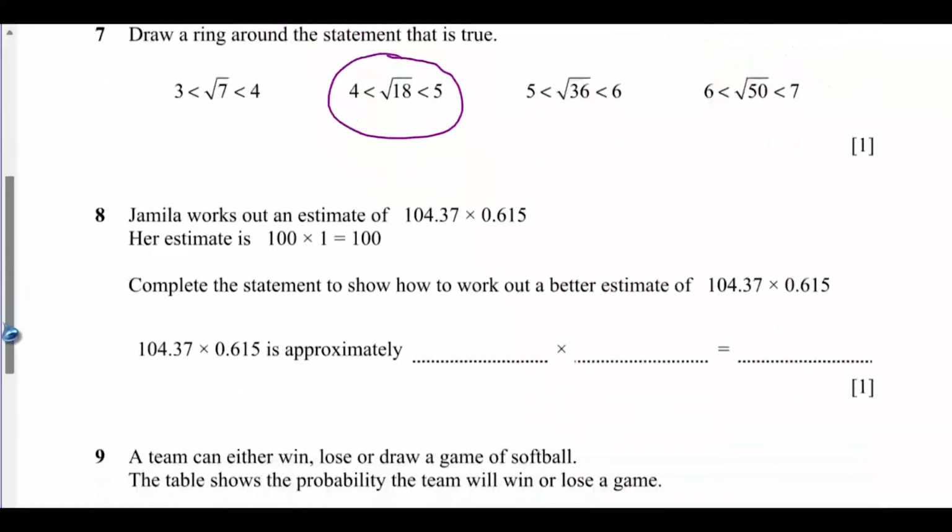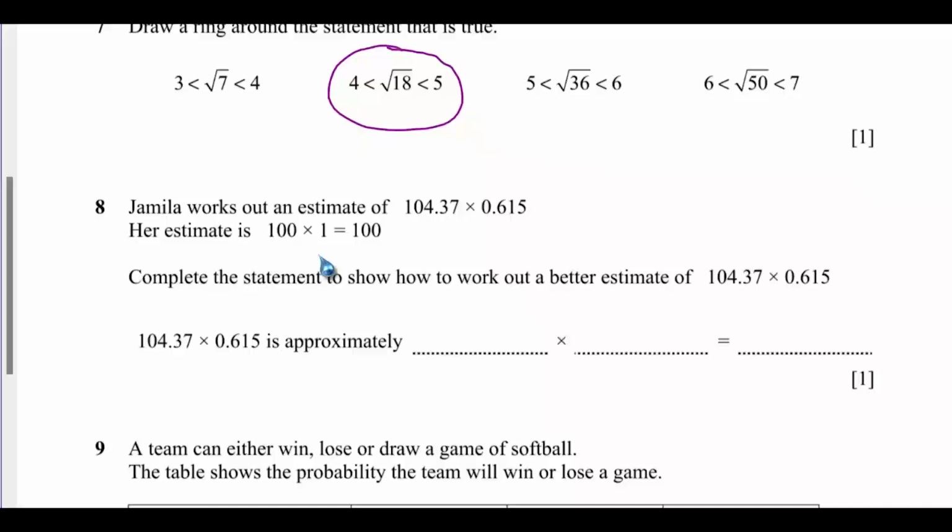So question 8, Jamila works out an estimate of 104.37 times 0.615. Our answer is 100 by 1, which is equal to 100. Complete the statement to show how to work out a better estimate of these expressions. So 104.37 times 0.615 is approximately what now? What you need to do is to round this to one significant figure. You also round this to one significant figure.